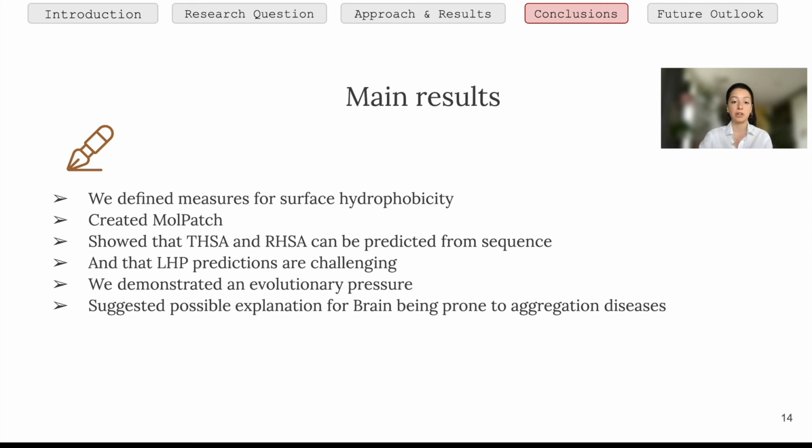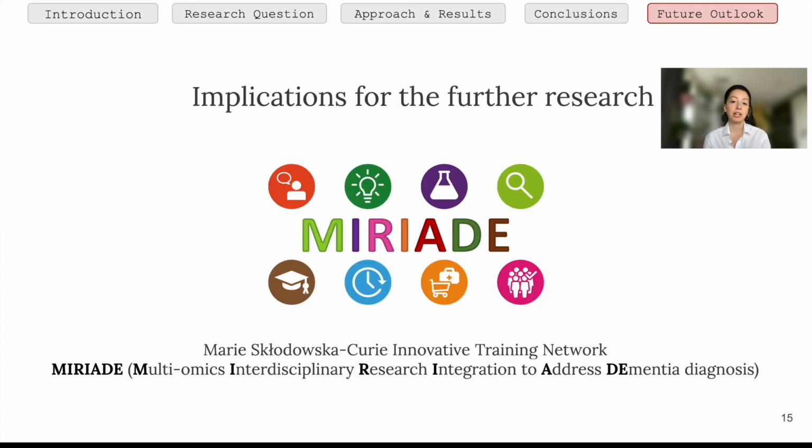This study has important implications, especially for the Myriad consortium in which I'm involved in. The main purpose of this consortium is the development of biomarkers for specific dementia types. Since various neurodegenerative diseases are associated with protein misfolding and aggregation, and we've seen in previous studies that the protein surface hydrophobicity plays a crucial role in this, the deeper understanding of these hydrophobic measures and the ability to predict it based on a sequence is essential.